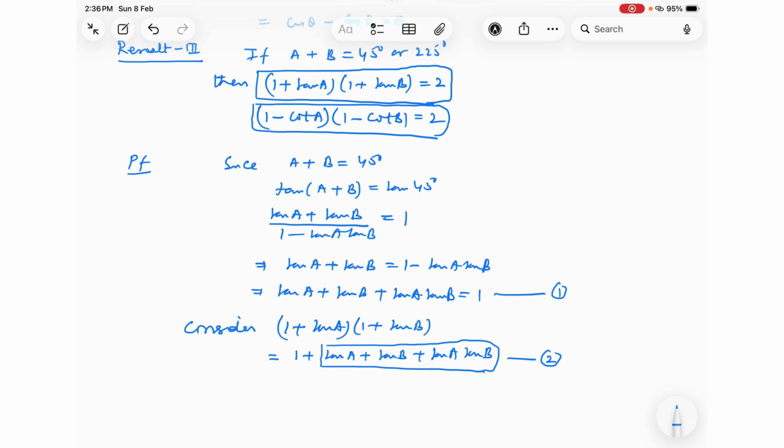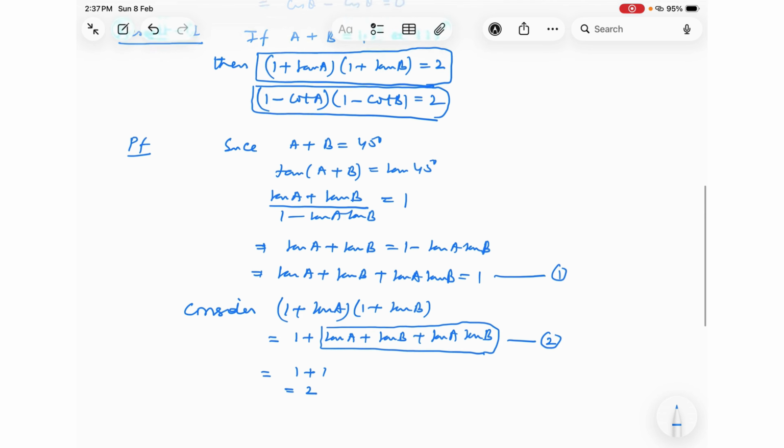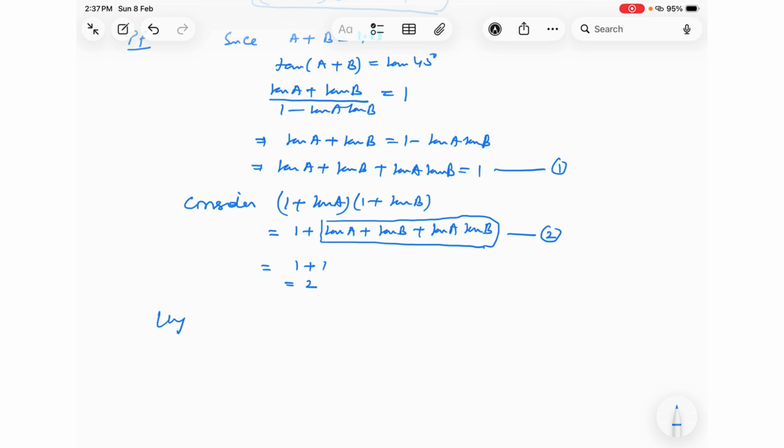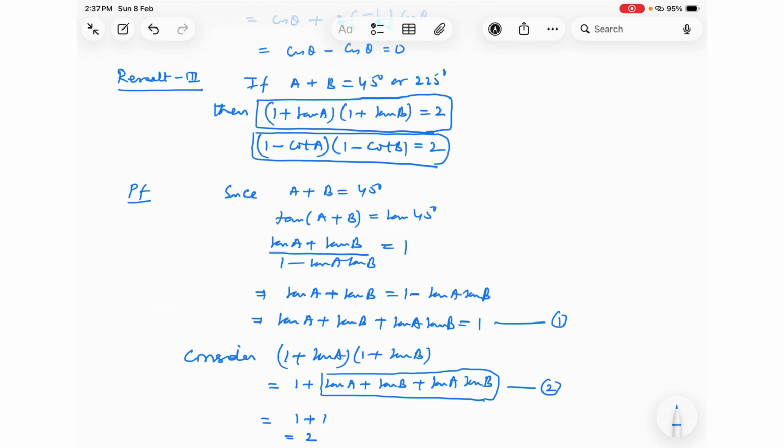Substitute this value of tan A plus tan B plus tan A tan B from 1. Therefore, this becomes 1 plus 1. That is why (1 plus tan A) into (1 plus tan B) is always equal to 2. Similarly, we can always prove (1 minus cot A) into (1 minus cot B) is also equal to 2. We can easily prove it. This is your result number 3.